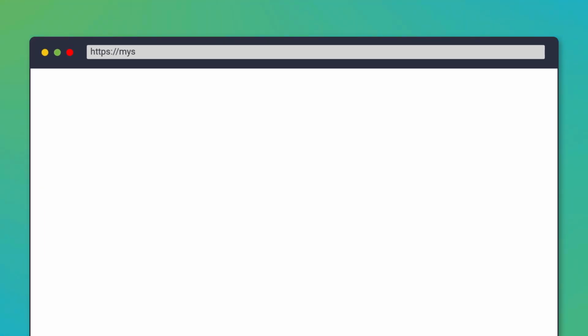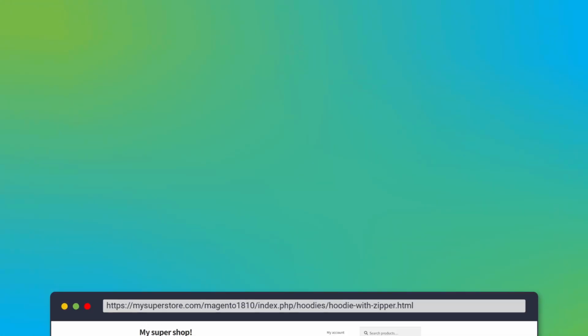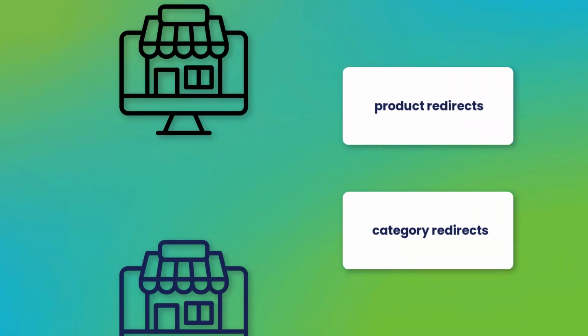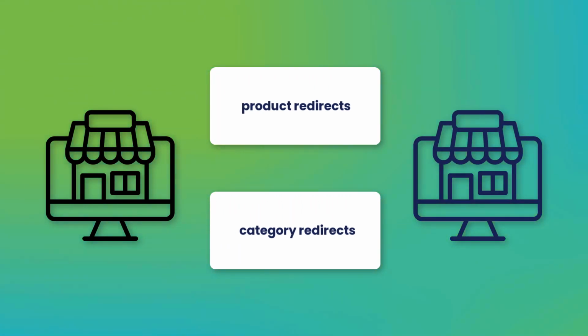Type the shop's domain name and one of the links from the Request Path field into your browser. As you see, it brings you to the matching web address from the Target Path field. The redirection is active. One more thing we'd like to mention is that 301 redirects are usually put on relative URLs. Thus, if you choose to switch to your old source store domain after migration, redirects to your products and categories will be exactly the same as they were before migration.